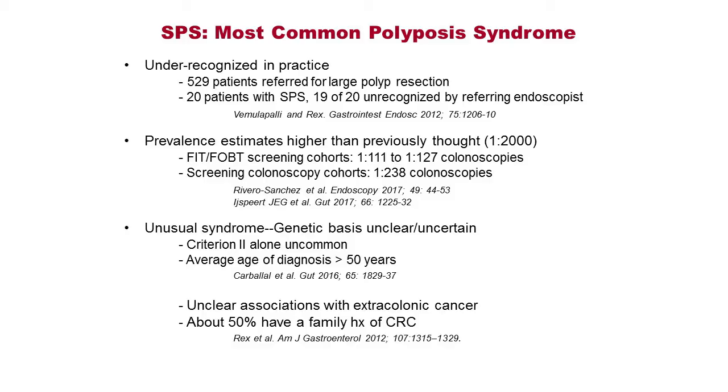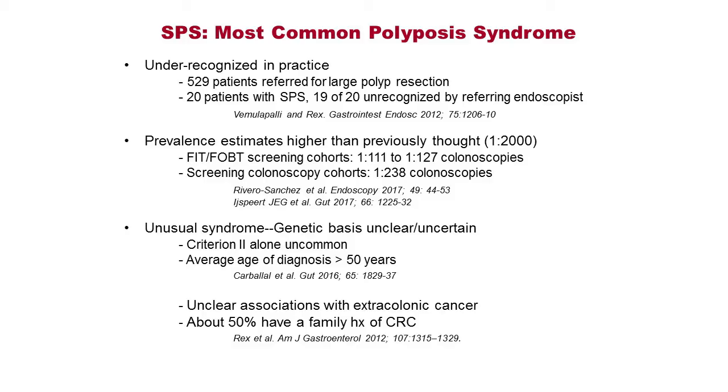And the most recent estimates in fecal occult blood test screening cohorts put it at between 1 in 111 colonoscopies to 1 in 127 colonoscopies, and 1 in 238 in screening colonoscopy cohorts. Of course, these studies are prone to various types of biases, but regardless of where the real numbers are, this dwarfs any other polyposis syndrome prevalence rates.